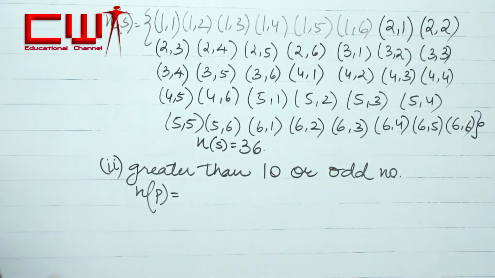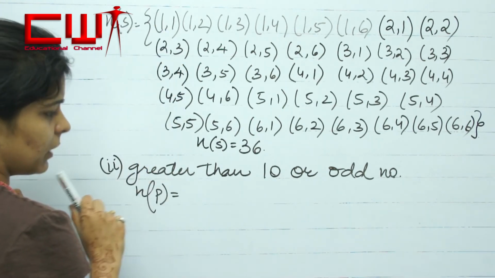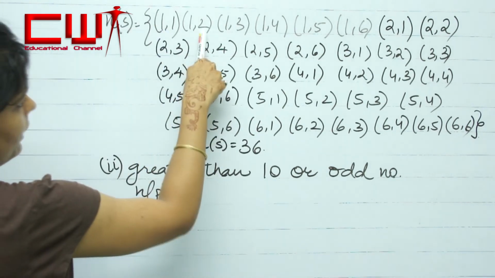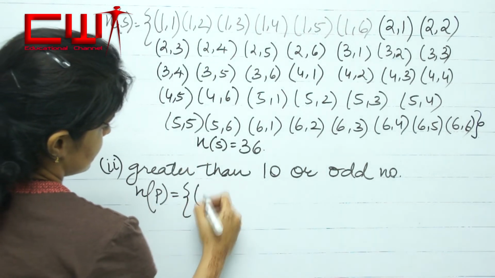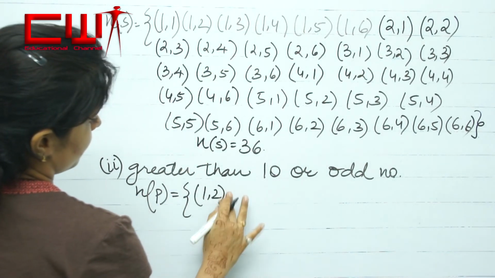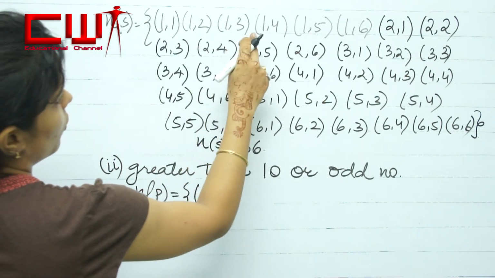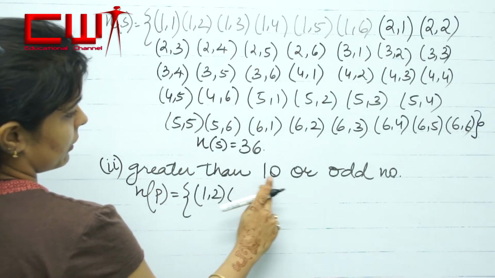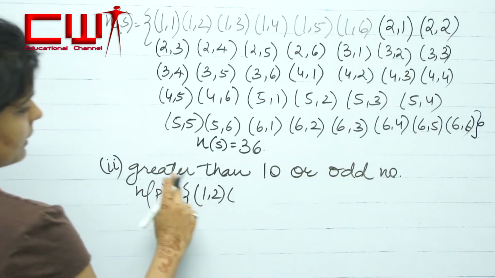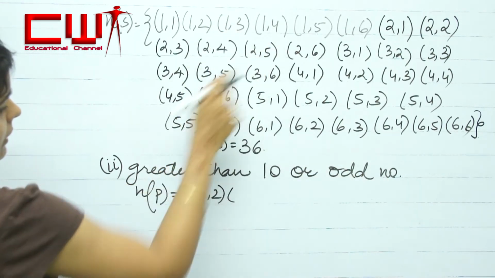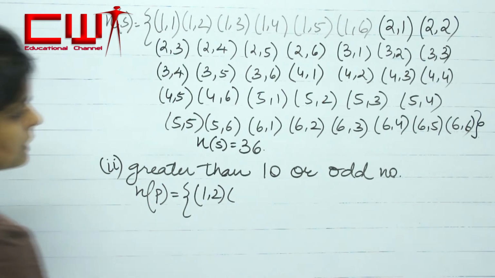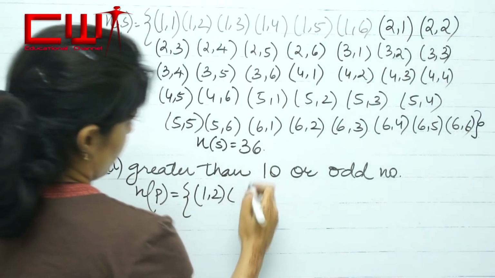Greater than 10 means 1 and 1 makes up how much? 2. That's not an odd number, neither is it greater than 10. 1 and 2, 3. Okay. See the combinations and make it quickly. Then you will have what? 1 and 3, 4. You have to check both the situations: greater than 10, also an odd number. That means greater than 10 means the sum is greater than 10, that is the total of the two numbers. Or at 1 and 4.